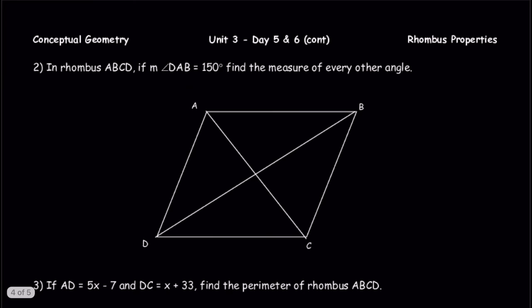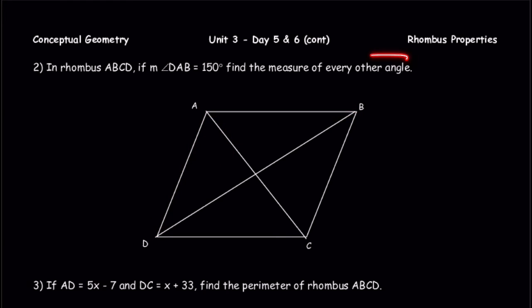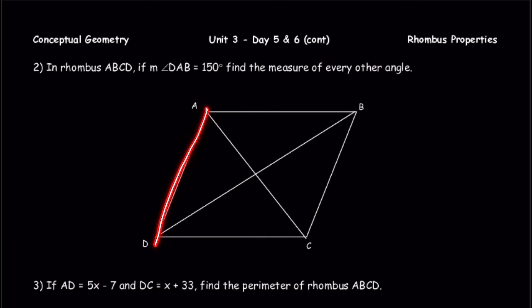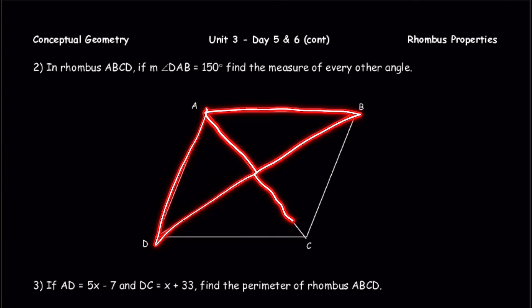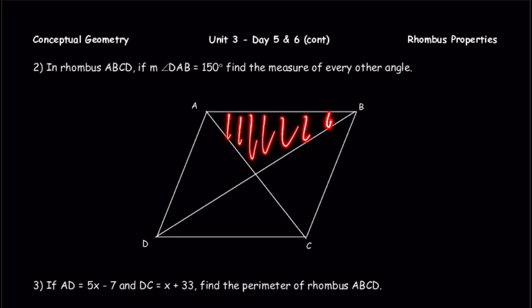One more example. All right, in rhombus ABCD, if the measure of angle DAB, so let's trace it. It's very similar to the one we just did. That angle right there is 150. Find the measure of every other angle. So that means it wants every single angle in this figure, which is not hard because remember what we said. A rhombus has perfect symmetry. All 4 of these triangles here are going to be exactly the same. So basically, you just need to find one triangle, and then you know all the other ones.